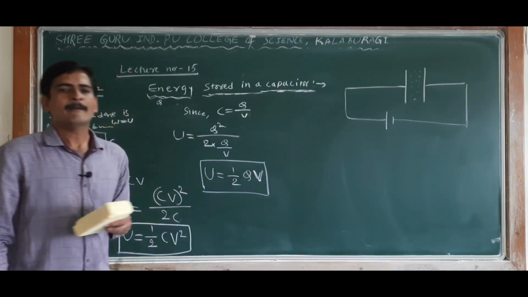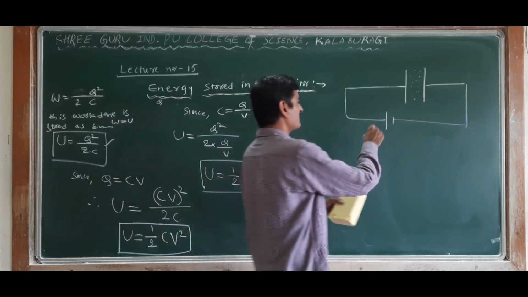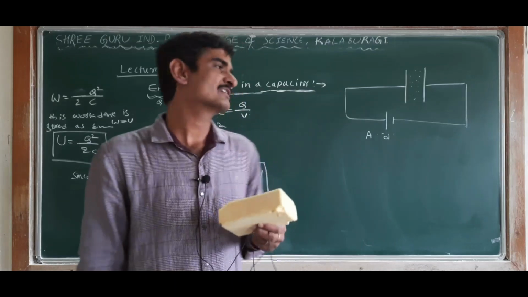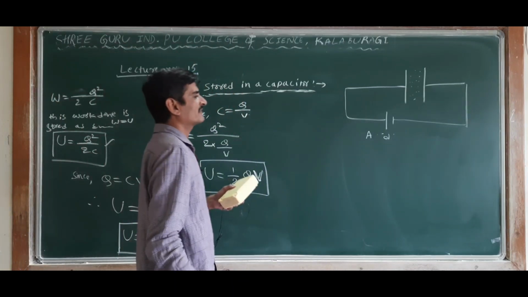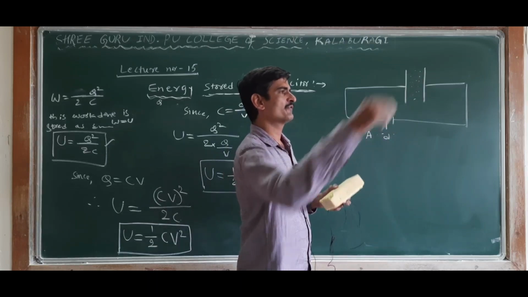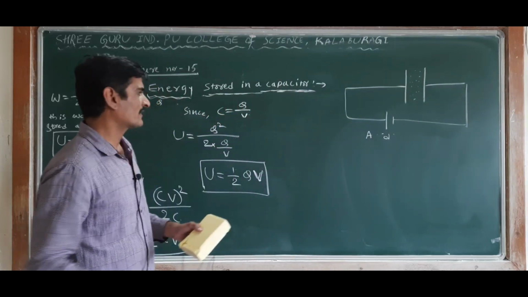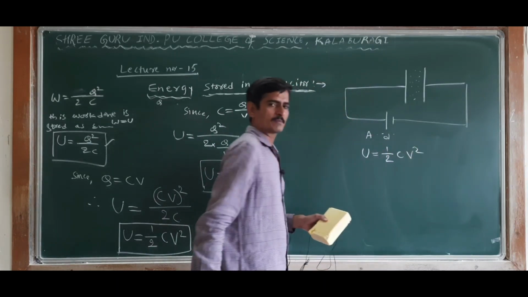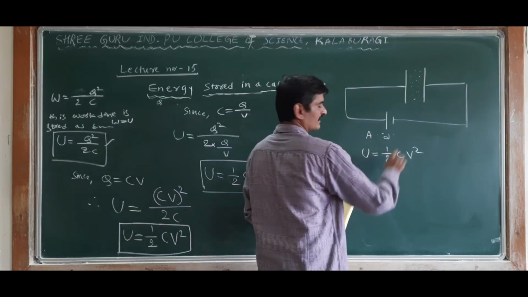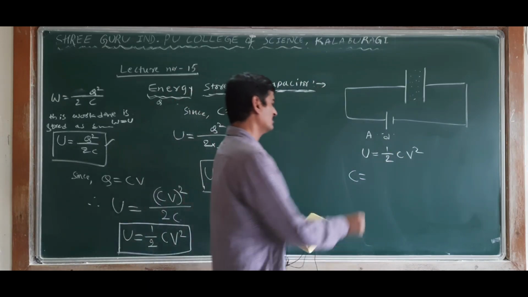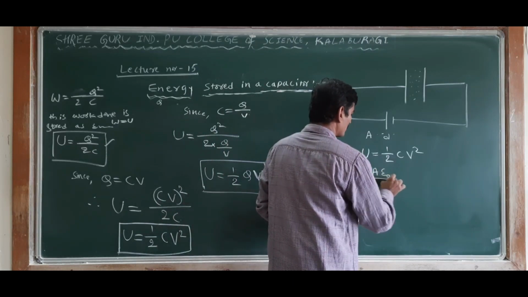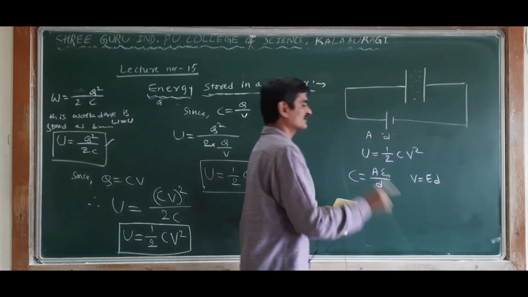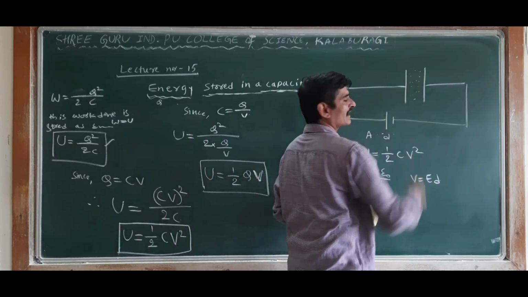So let us consider a parallel plate capacitor having A as the area of each plate and D as the distance between the two plates. Then you can write the energy stored in the capacitor, U is equal to 1 by 2 CV square. For a parallel plate capacitor, capacitance is given by A epsilon naught divided by D, and V is given by E into D, because D is the distance between the plates and E is the electric field between the plates.